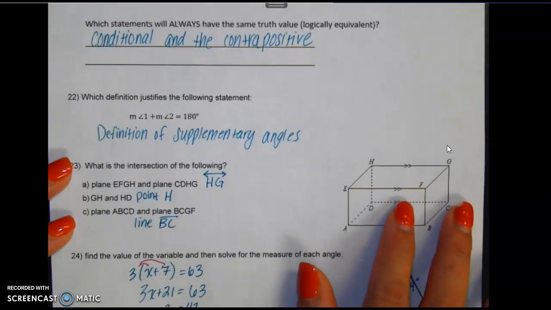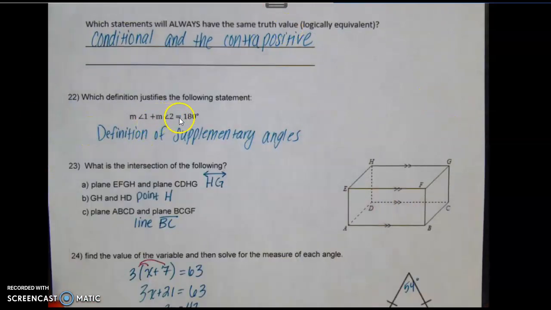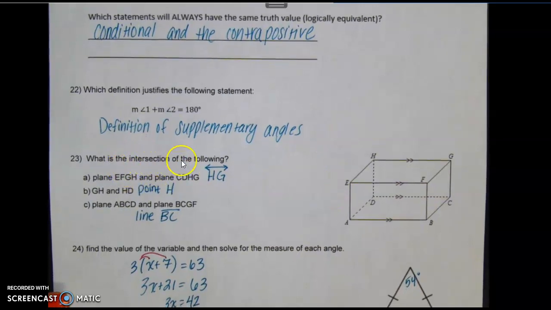Number 22 says the measure of angle 1 plus the measure of angle 2 is 180. What definition justifies that statement? Well, that's the definition of supplementary angles. 23 says, what is the intersection of the following?